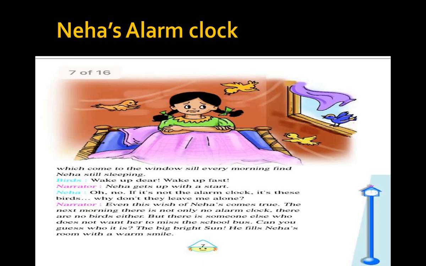So on the first morning she was woken up by the alarm clock. The next morning she was woken up by the birds, and now the third morning it is... So this wish also comes true. The next morning there is not only no alarm clock, there are no birds either. But there is someone else who does not want her to miss the school bus. Can you guess what it is? Or who it is? Yes, the big bright sun.